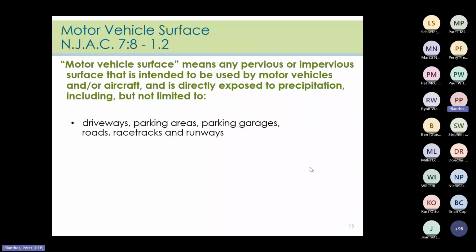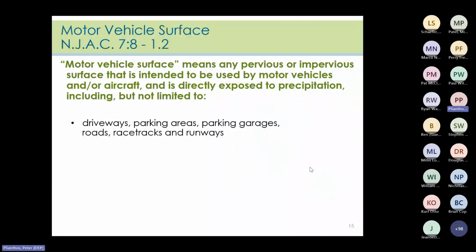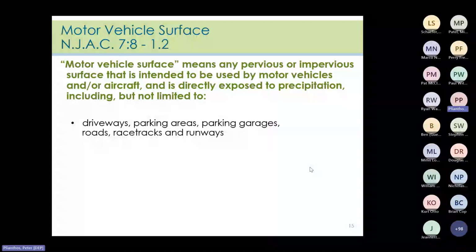The rules define motor vehicles and surfaces on which they are operated as they contribute to pollutants in stormwater runoff. Motor vehicle surface means any pervious or impervious surface that is intended to be used by motor vehicles and/or aircraft and is directly exposed to precipitation, including but not limited to driveways, parking areas, parking garages, roads, racetracks, and runways. And in the next slide, we'll define just exactly what is considered a motor vehicle.